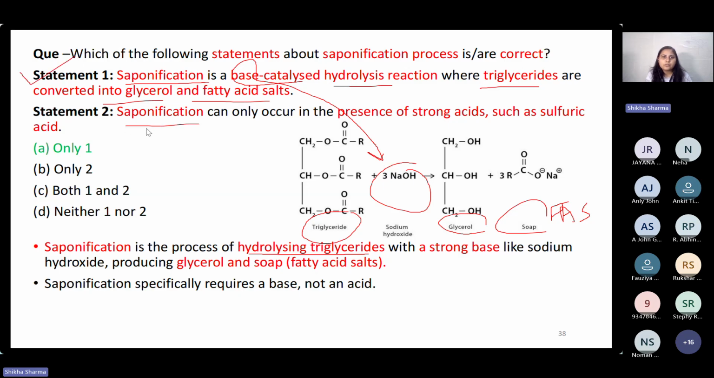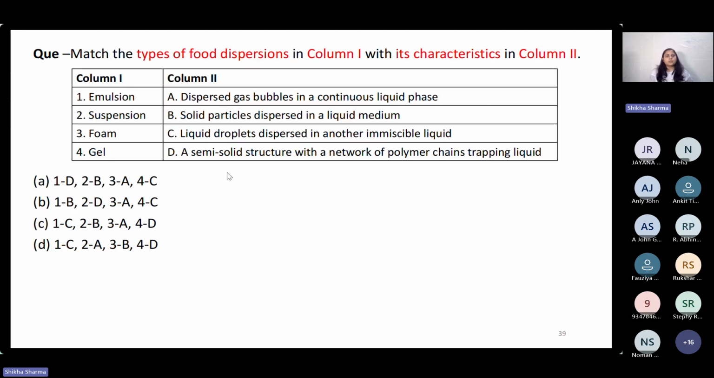Second is saying that saponification can only occur in the presence of strong acids like sulfuric acid. No, we need the base for this reaction, not the acid. So statement 2 is incorrect. Is this question clear? Can we move to the next question?